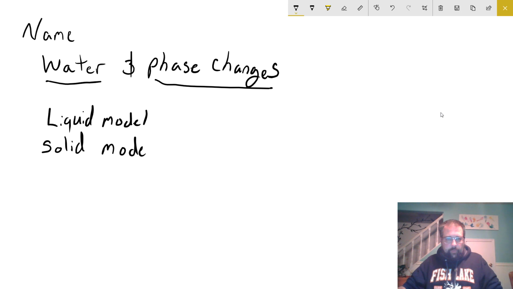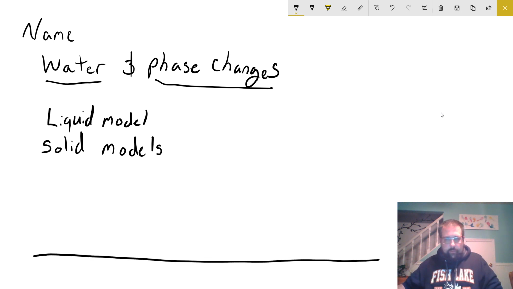Underneath those models, let's go ahead and draw a timeline. Time 1 is going to be the start of the video. So we're going to call this time 1. About the middle of the video, we're going to call that time 2. The end of the video, time 3.